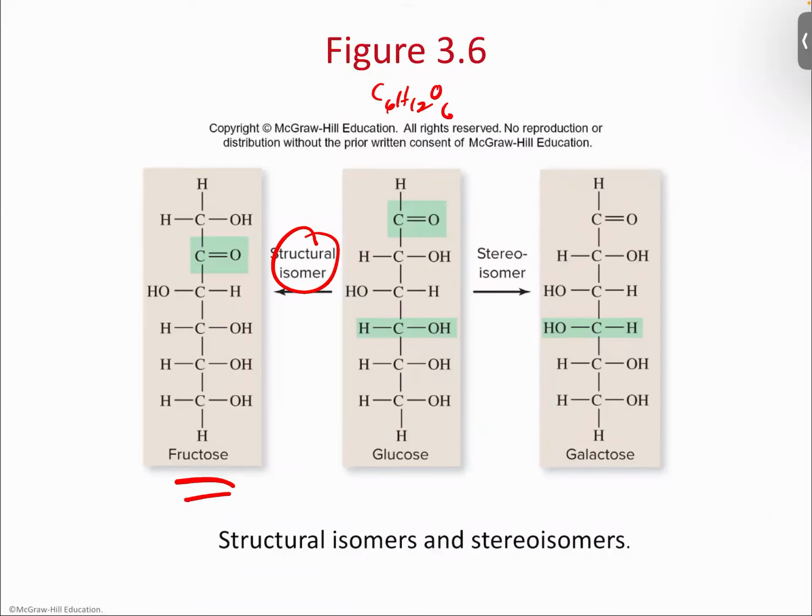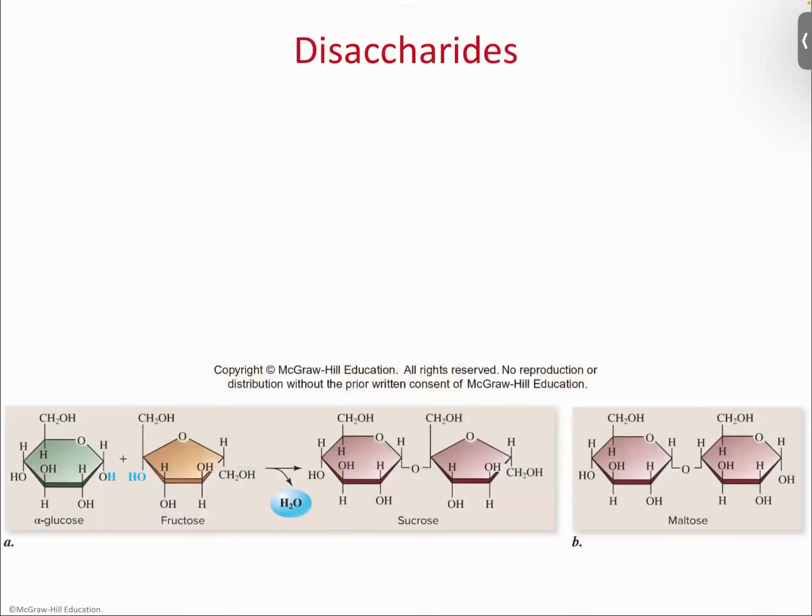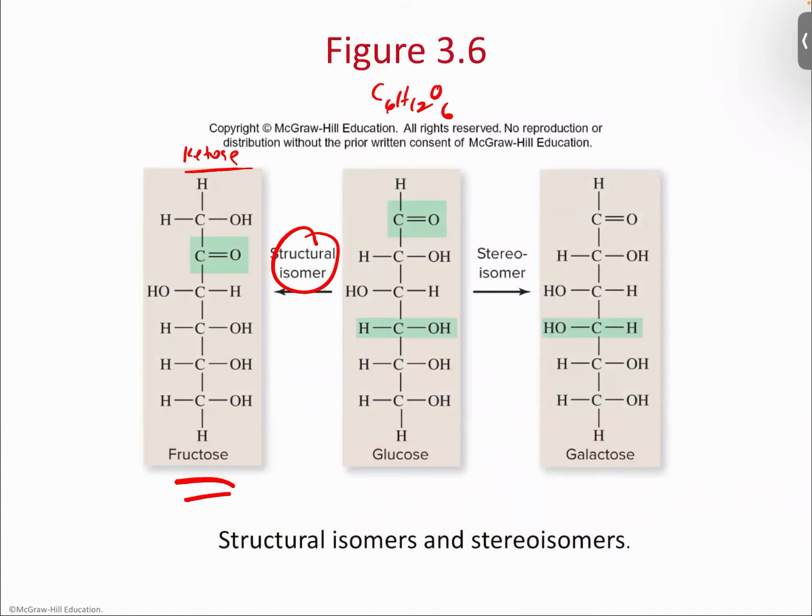But if you notice, fructose is not an aldehyde, is it? It's a ketone version. Side chain coming in, side chain going out, and you have your carbonyl right there. So that's an example of a ketone type of carbonyl. So we call this a ketose, a ketone formed carbohydrate. Then glucose and galactose are both aldoses.